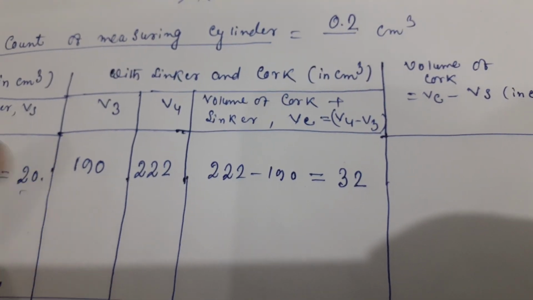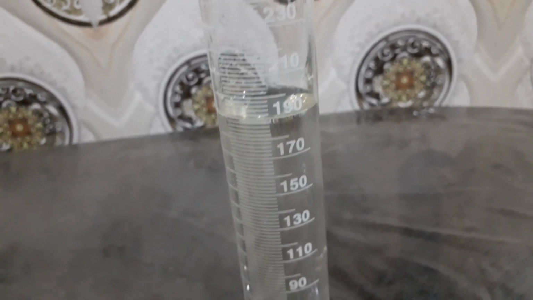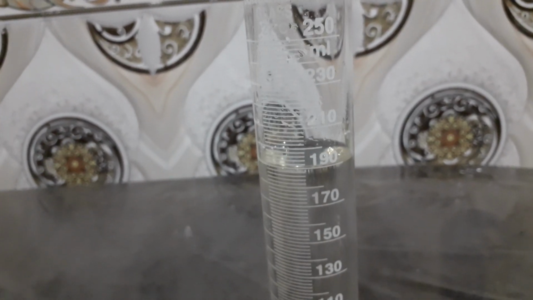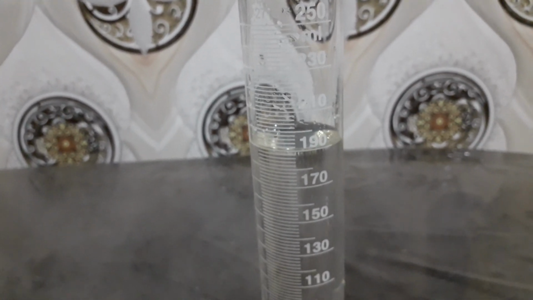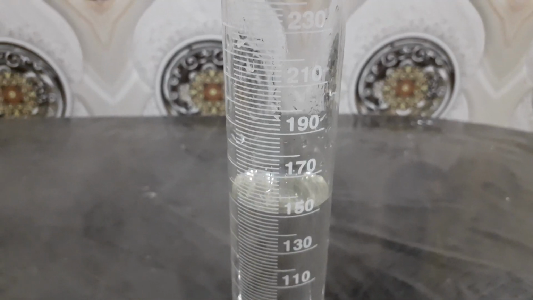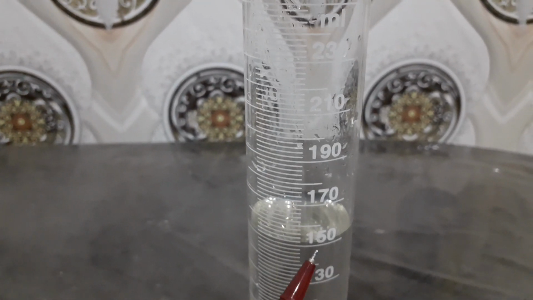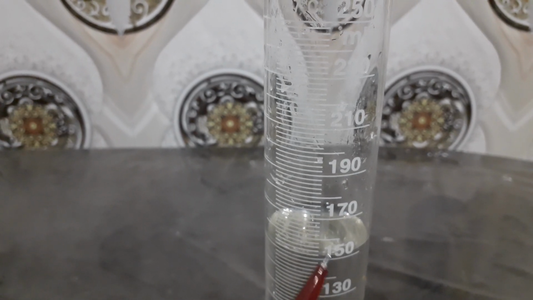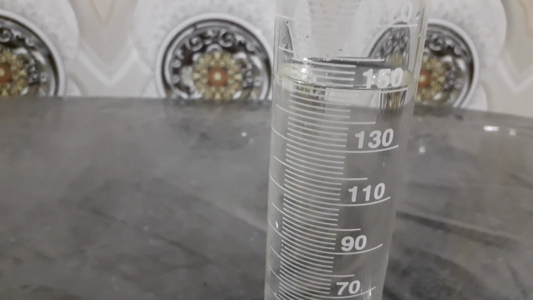Now we will change this volume of the liquid to 150, because initially we had taken 150. Then we will do the experiment with the help of the sinker and the cork, and we will measure the actual measurement. Now students, you can see here that now the water level is at 150. Okay. So now we will insert these two things inside this liquid and we will see the measurement.